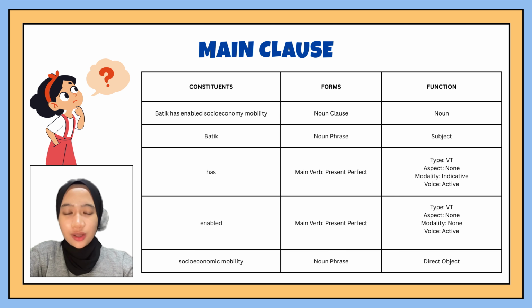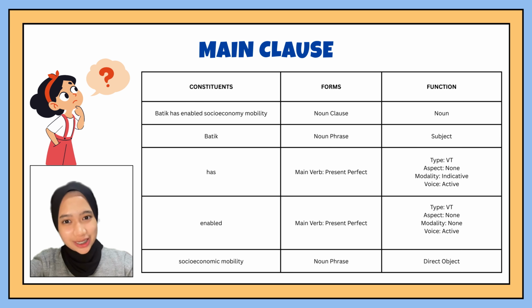The subject of the clause is batik, which is a noun phrase. The verb group is has enabled, which is a transitive verb group. The verb shows present perfect aspect. There is no modality because no modal auxiliary is used. And the voice is active because the subject performs the action. The direct object of the verb is socio-economic mobility. Together, these elements form a complete and meaningful main clause.